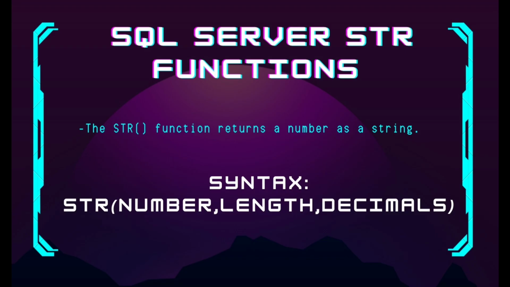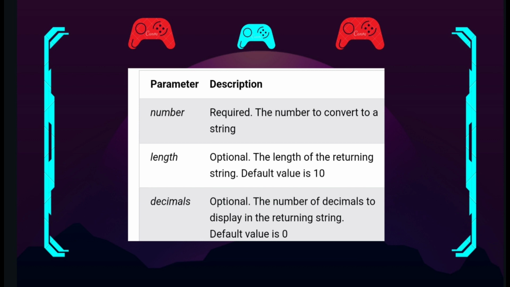Up next is the SQL Server STR function. The STR function returns a number as a string. Its syntax is STR(number, length, decimals). Here we have the parameter values, starting with the number. Its description: it is required, the number to convert to a string.